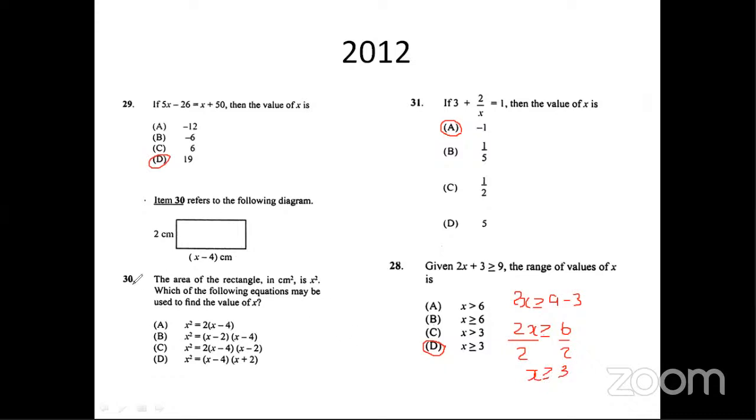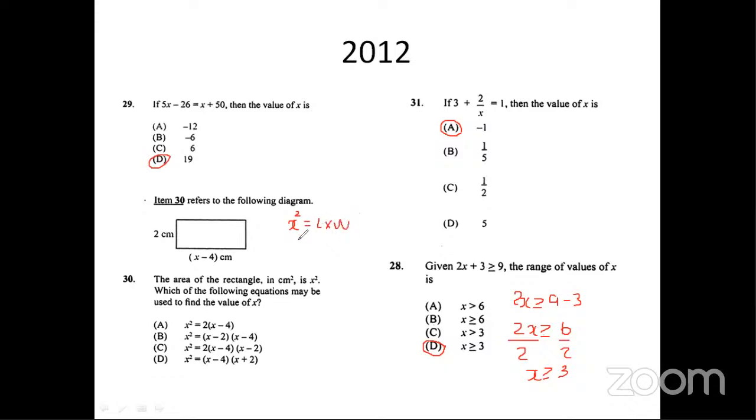All right, so we're on to number 30. The area of the rectangle in centimeters squared is x squared. Which of the following equations may be used to find the value of x? So they're telling us that x squared represents the area of the shape. How do we calculate area again of this specific shape? Length times width.